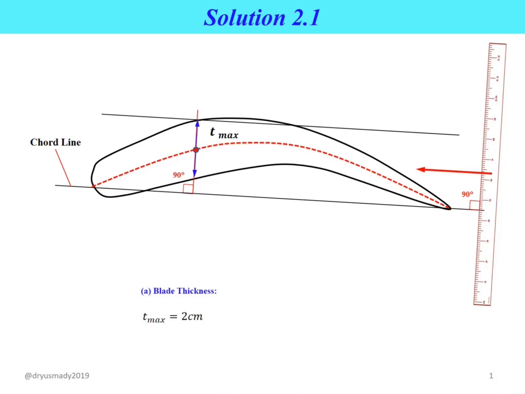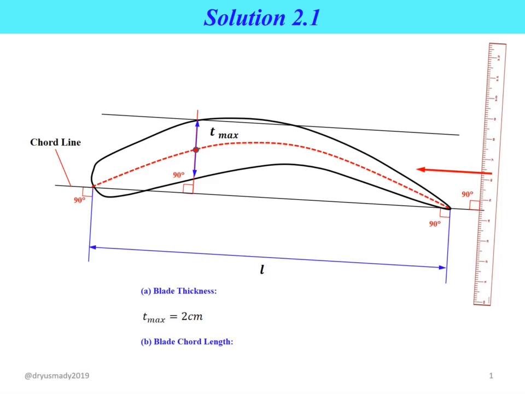So measure the line. The line will give you the value of maximum blade thickness, or maximum profile thickness, more or less equal to 2 cm. Question B, blade chord length. So you need to measure from the leading edge point to the trailing edge point, or you can make a perpendicular line at the leading edge point and also a perpendicular line at the trailing edge point and measure the distance. So the distance will give you the blade chord length, which is equal to L. L equal to 17.33 cm. Okay, in order to measure, you need to use a ruler.